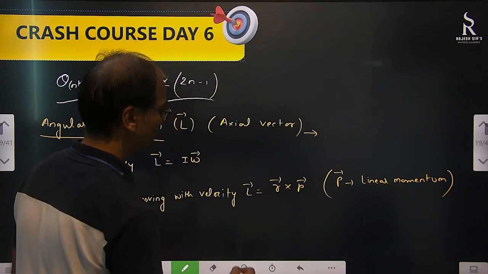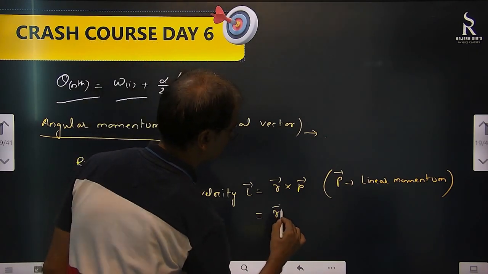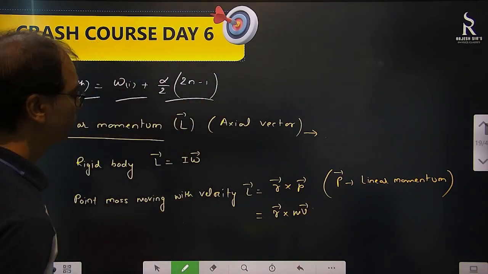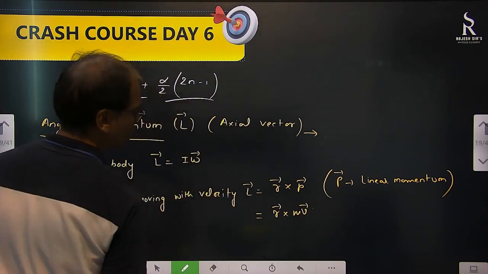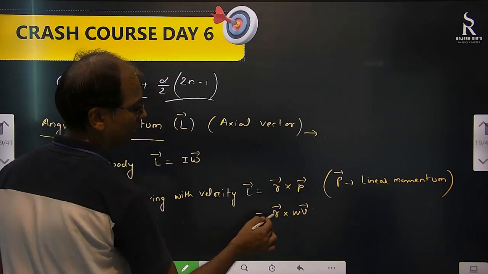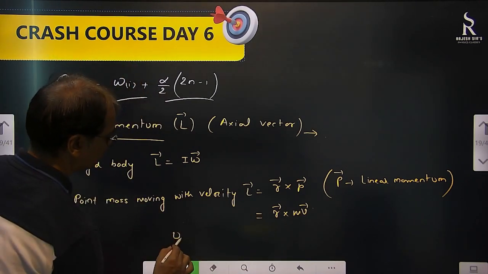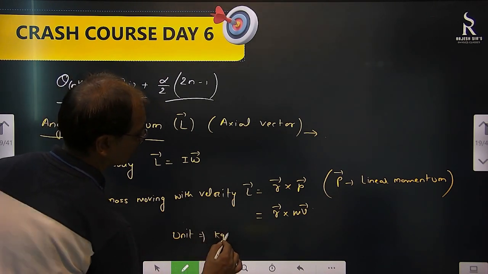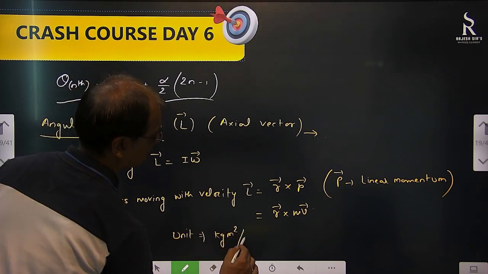Or you can say r cross mv. What is its unit? From here it is better to see. Kg, meter per second into meter. So unit is kg, meter square per second.